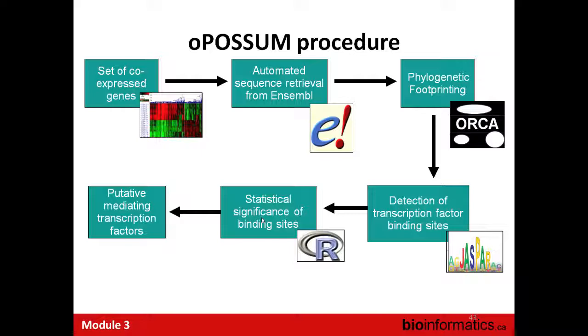So phylogenetic footprinting can be useful, but I think of it as something very stringent, and when you use phylogenetic footprinting, you can often expect to have a lot of false negatives.